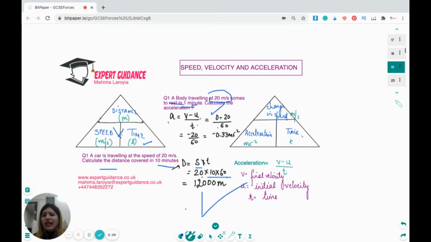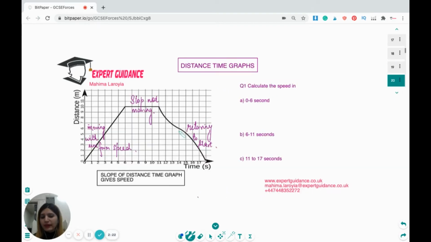Okay, so you should have a go at different rearranging questions on how you can use these triangles, as it is a very important topic. Now, they can ask you to work out the distance or the speed graphically as well. Okay, so graphically as well, we have to use the distance time graph.